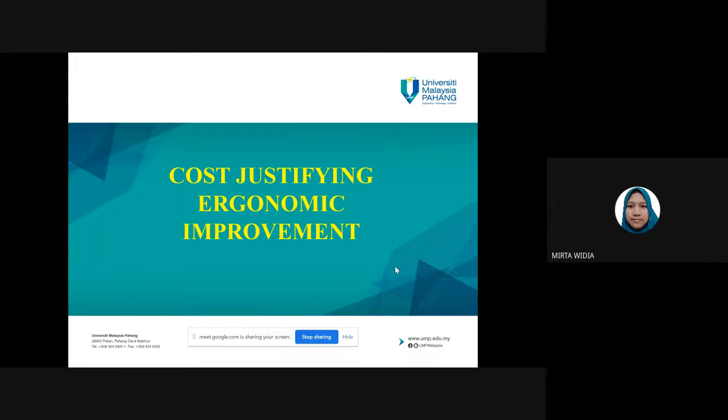So how we can prove it? Biasanya orang nak dengar, orang akan buat if we can prove it using the calculation about the productivity. Kita boleh bagi the projection in terms of the cost, the elimination of the cost and then the increase in productivity. So here now we will learn about how we can do the cost justifying ergonomic improvement.